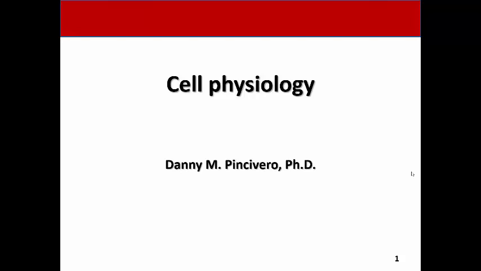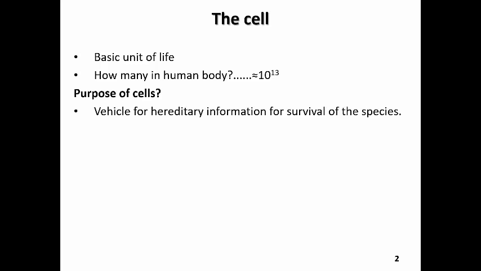In this lecture, we're going to begin our exploration of cell physiology. When we think about the cell, it is considered to be the basic unit of life. It's been estimated that there are approximately 10 to the power of 13 cells in the human body. Cells carry out a wide range of functions, but overall, we can say the purpose of cells is that these units serve as the vehicle for passing hereditary information in order for a particular species to survive.